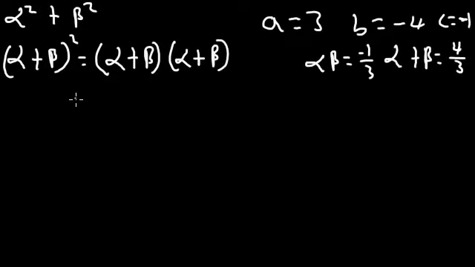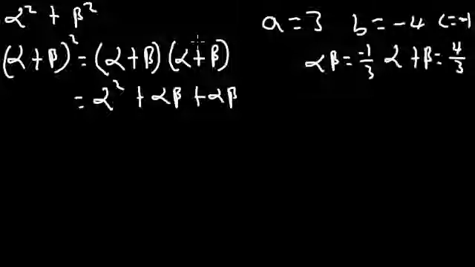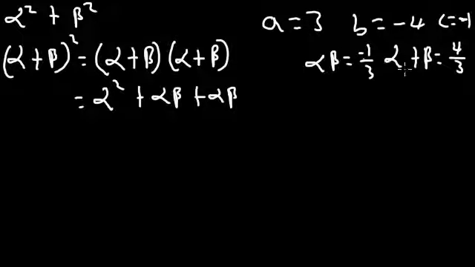Now to expand this, all we need to do is distribute each term respectively. So alpha times alpha gives us alpha squared. Then plus alpha times beta gives us alpha beta. Then plus beta times alpha gives us alpha beta. Well, it's supposed to be beta alpha, but we established earlier that beta alpha is the same as alpha beta. And beta times beta gives us plus beta squared.